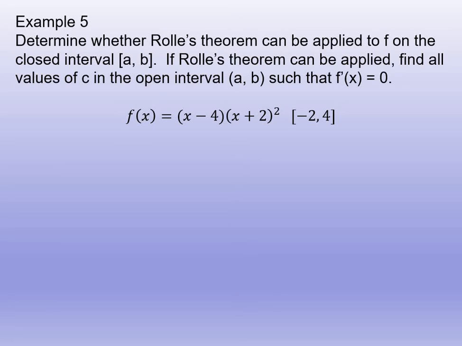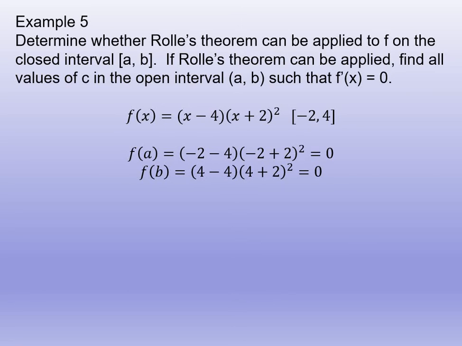We are on the closed interval negative 2, 4. So first thing we have to do is check whether or not we can apply Rolle's theorem. So a is negative 2, b is 4. We have to evaluate f of a and f of b. When we substitute negative 2 in, we get 0. F of b, when we substitute 4 in, we get 0. So f of a does in fact equal f of b, so we can now apply Rolle's theorem.